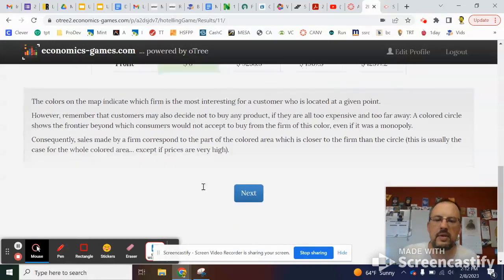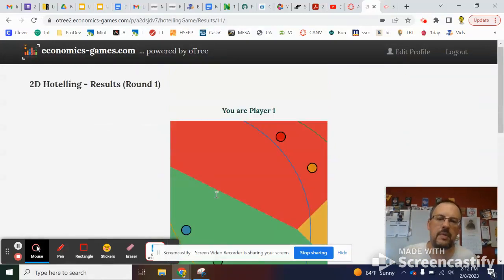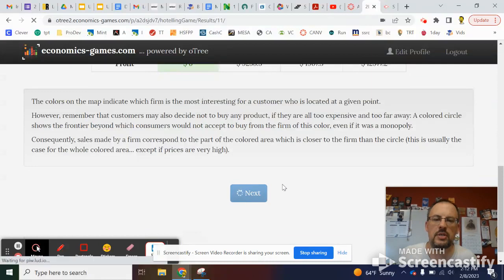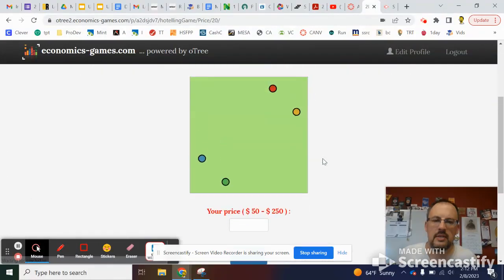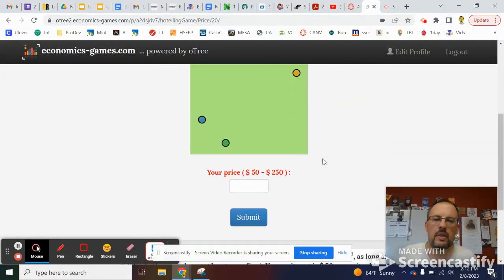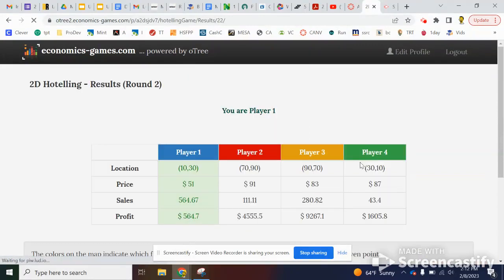So this is basically what you look for. As you go through the game, your location might change. If I go to round 2, for instance, we're still in the same location. So this time I could set a low price of like 51, and then I'll show you what happens there.